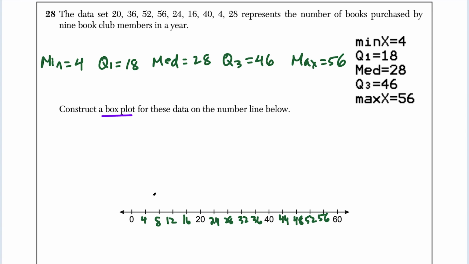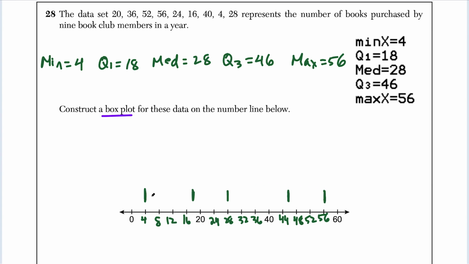So now the min occurs at 4. So I'm going to draw a vertical line like this. And then we have Q1 is equal to 18. So that's right between 16 and 20. So I'm going to put that over here like this. So that's the value for Q1. And then the median occurs at 28. So that's right over here. And then we have Q3 is 46. That's between these two, between 44 and 48. So then the max occurs at 56, all the way at the end here.